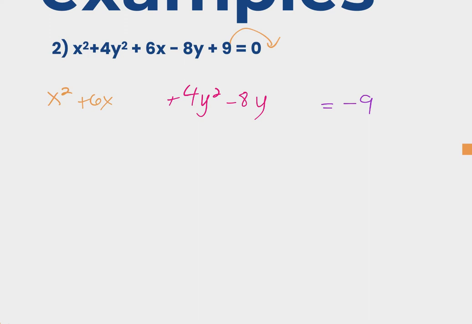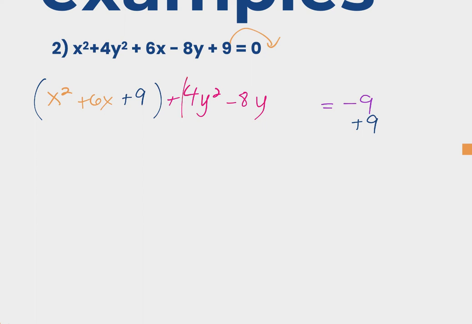For the x, there's nothing on the front, so I can already go and complete this. I'm going to take the 6, divide it by 2. It's 3 squared, it's 9. Add the 9 here. Add the 9 on the other side of the equal sign.